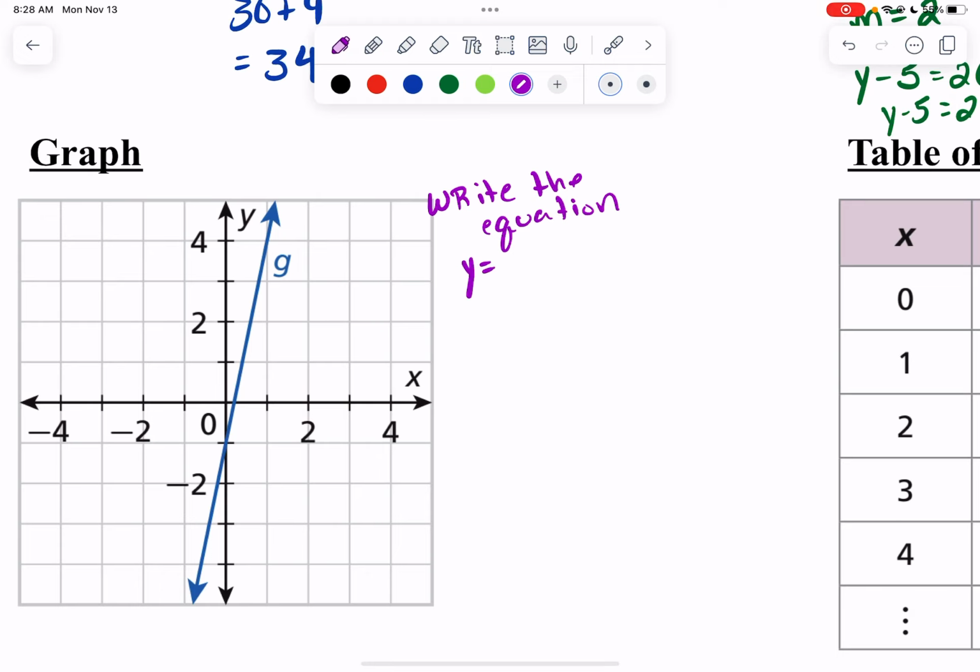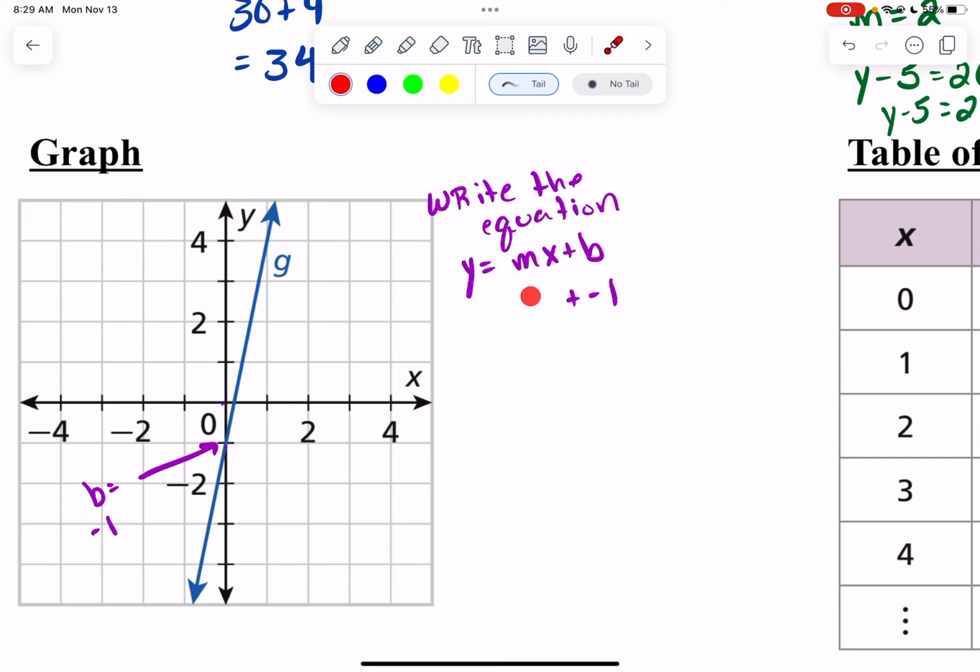So y equals, in this case, I'm going to use mx plus b because I know my b is right there. My y-intercept is -1. So I know my b is -1. I just need to find my slope. Rise up 1, 2, 3, 4, 5 over 1 to get to a nice point. Up 5 over 1. So my slope is 5 over 1. So my equation: y equals 5x minus 1.